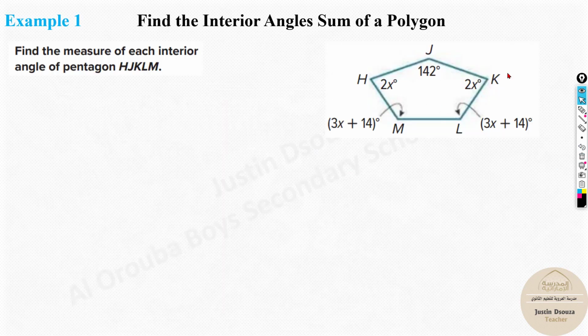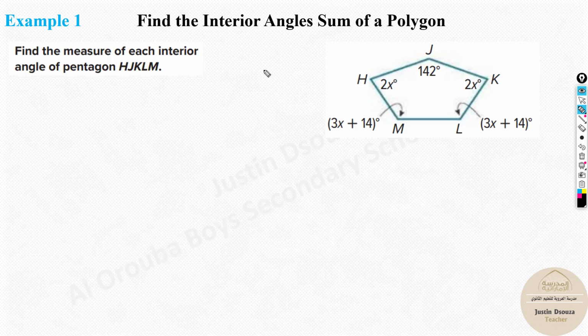Here, we need to find each interior angle. That means H, J, K, L, M. All the angles must be found. But first of all, they are given in variables. Only some angles are given. But how do we find the total angle? If you know the total angle, only then we can start solving.